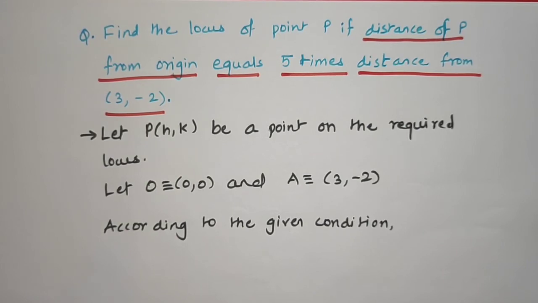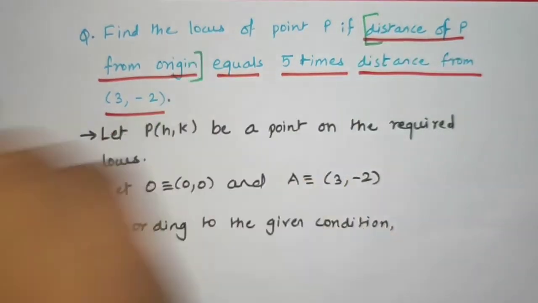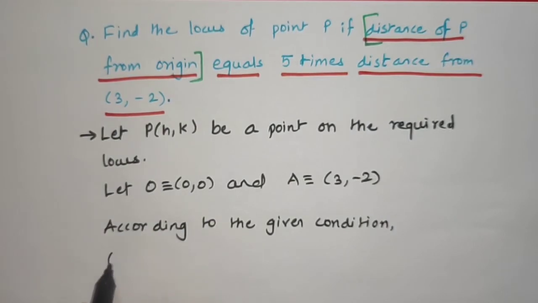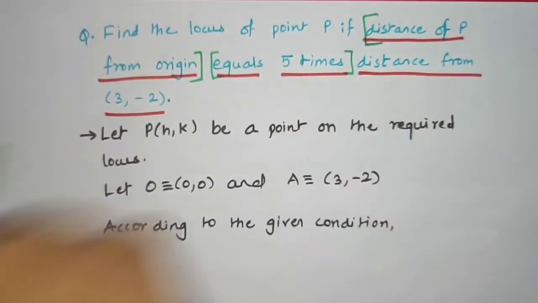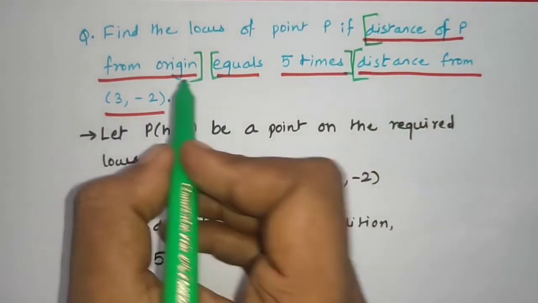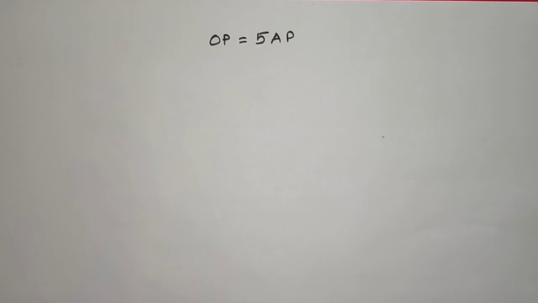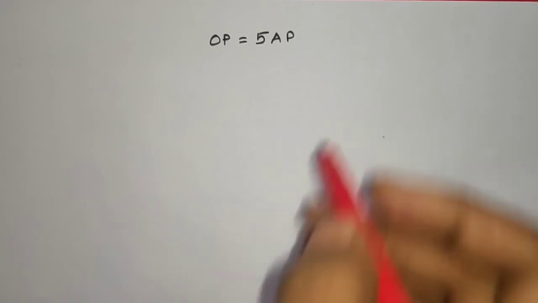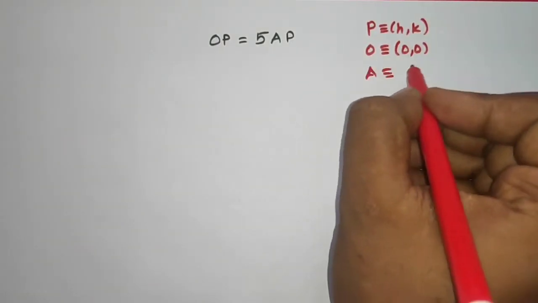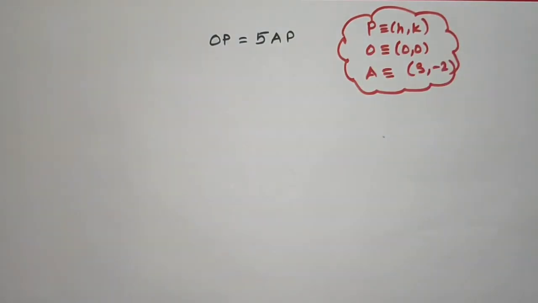Now the first part of the condition, distance of P from origin, we'll denote it as OP. Next, equal to 5 times. So we write equal to 5. Moving further, distance from (3, -2), and we named (3, -2) as capital A. So we will write AP. So our geometrical condition is ready to use. Let us just write down the coordinates of P, O, and A. They'll be useful later.